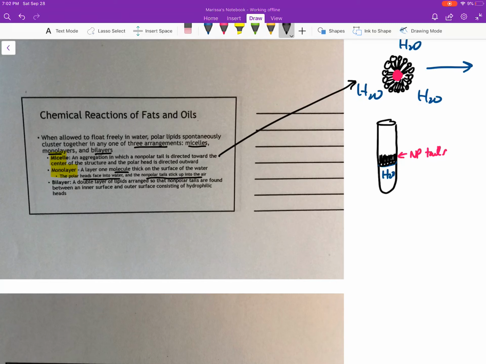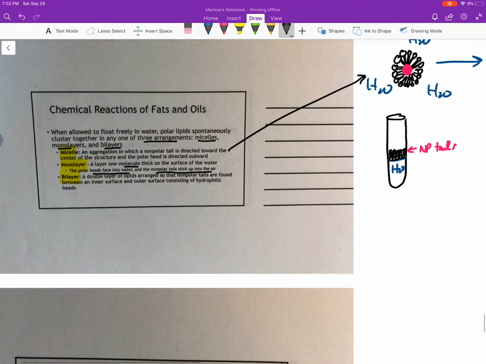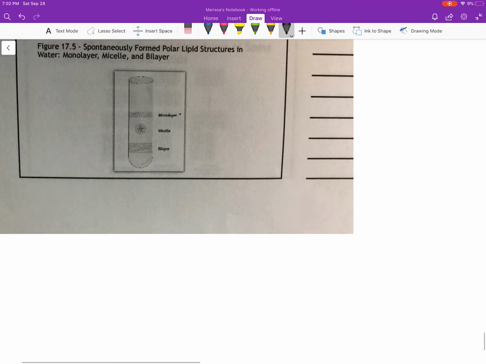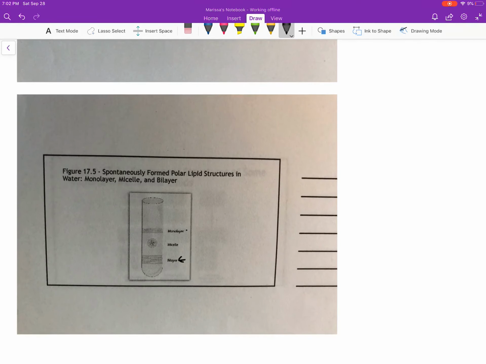Now the next one is probably the most important to us, and that's the bilayer, because that is what produces the lipid bilayer that's important for our cell membrane. So when this does it, it says that a double layer of lipids arranged so that the non-polar tails are forced between an inner surface and outer surface consisting of hydrophilic heads. So I'm going to skip down a little bit. And you can see it kind of right here.